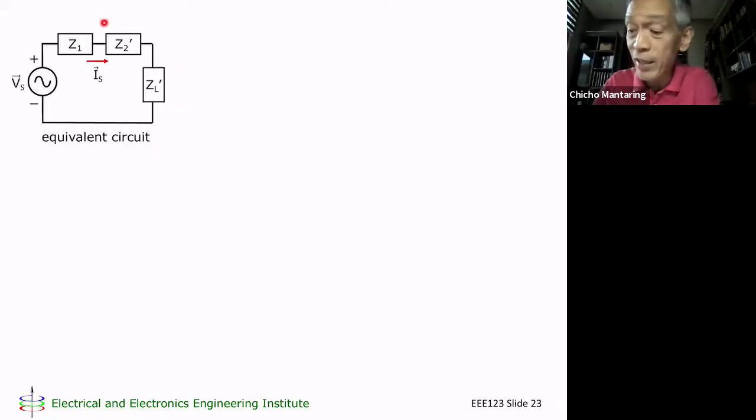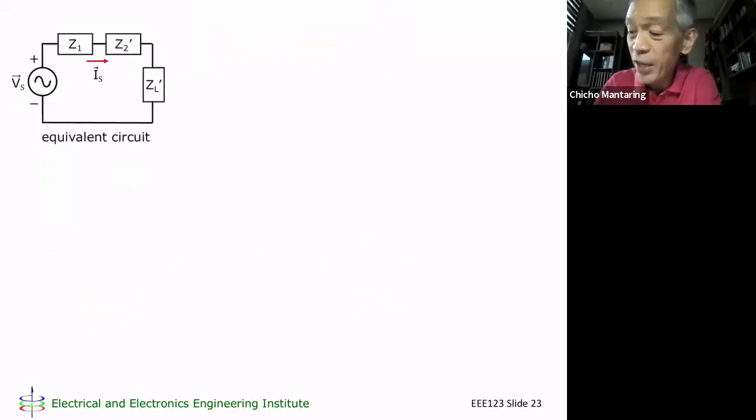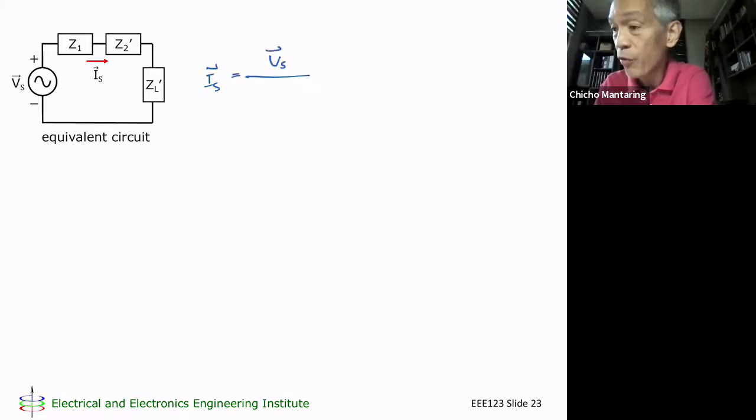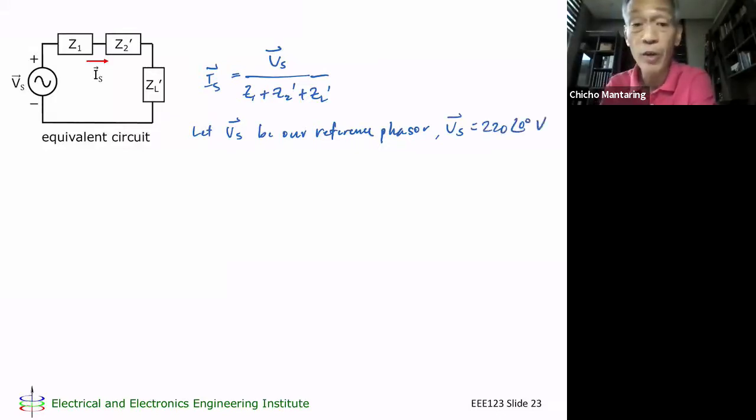So this is now going to be my equivalent circuit. What VS sees, of course, is Z1, because that is connected directly to the primary. This is Z1, and then you have Z2 prime, and then you have ZL prime. So IS is equal to VS over Z1 plus Z2 prime plus ZL prime. Now what we do is we let VS be our reference phasor. So we need to say VS is equal to 220 at an angle 0 degrees volts.